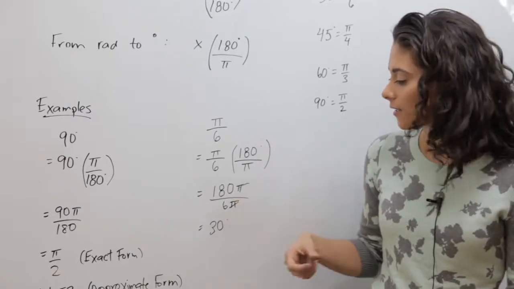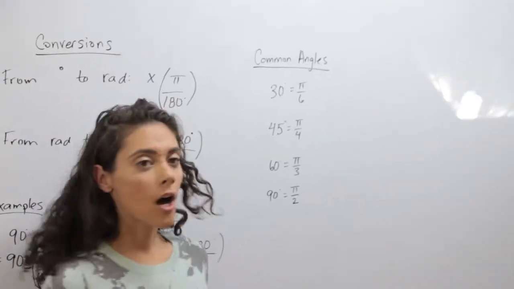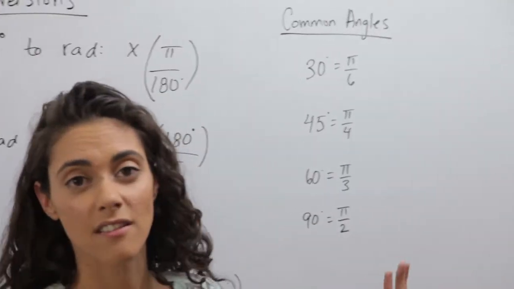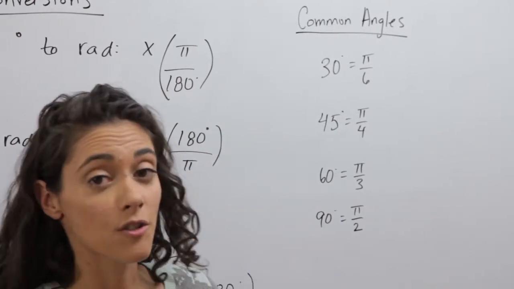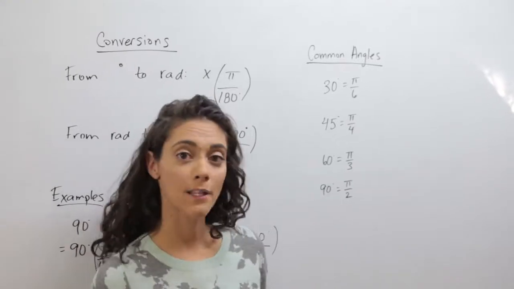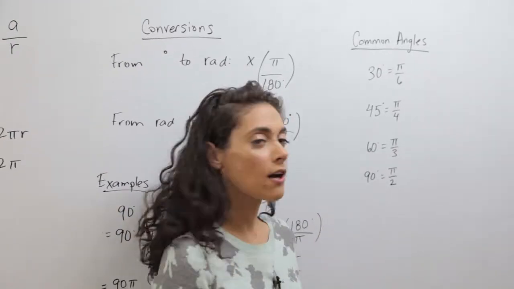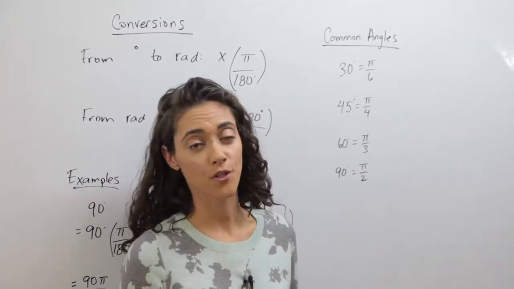A sixth of 180 is 30 degrees. Finally, some common angles. It's very important to just memorize these. You don't want to convert each and every time, so it's very convenient to know that 30 degrees is pi over 6, 45 degrees is pi over 4, 60 degrees is pi over 3, and 90 degrees is pi over 2. Those will come up again and again.